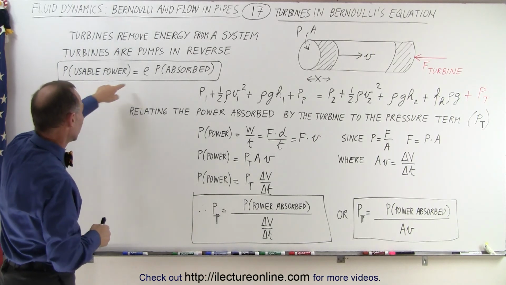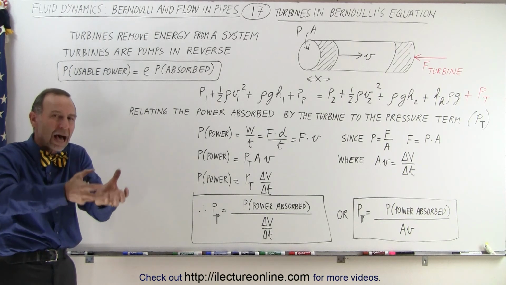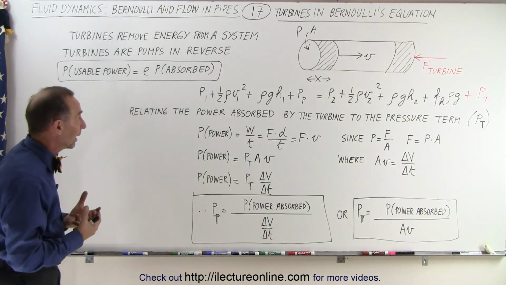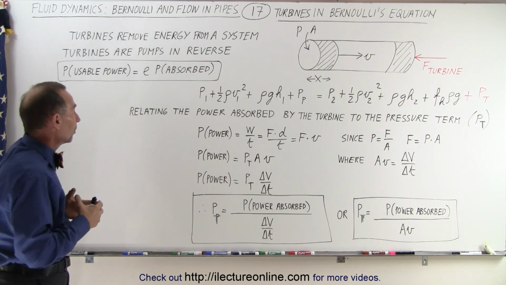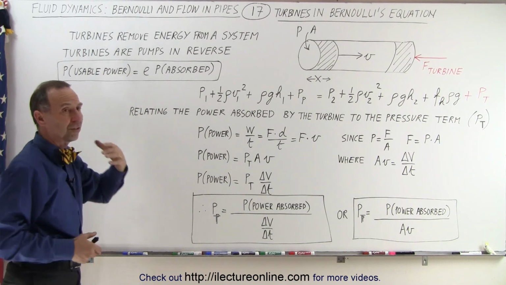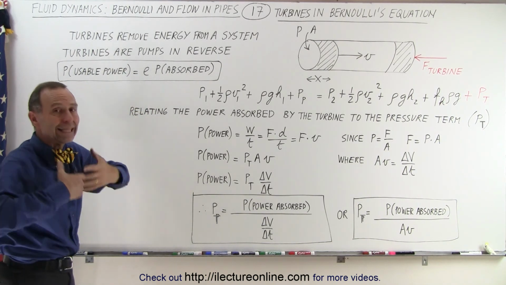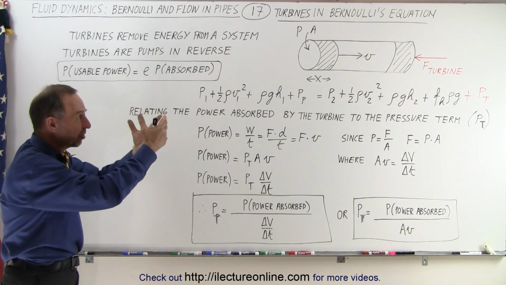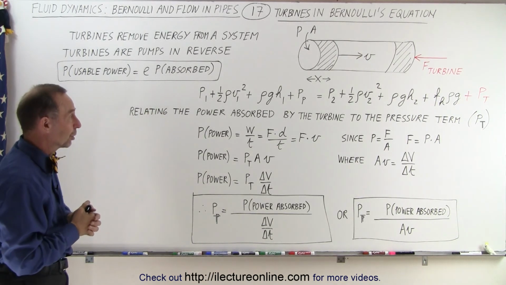And yes, there's an efficiency factor. The amount of usable power we get out of the system by utilizing a turbine is not going to be quite as much as the total amount of energy absorbed. So the power absorbed times the efficiency factor will be the usable power. So if it's 90% efficient, we only get 90% of the energy from the system and turn that into power. Of course, 90% is still pretty good.